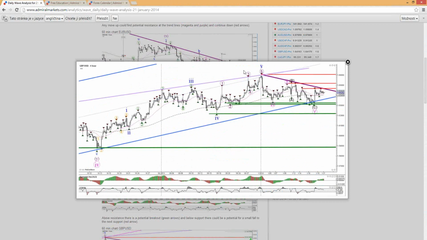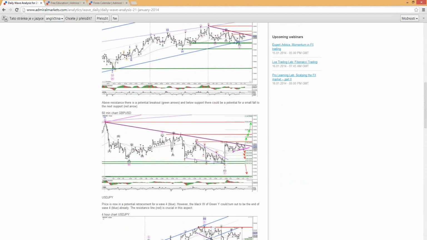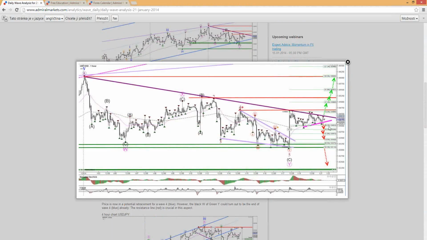We can make this a wave 4 and change it in such a way that we've had 3 waves up to here and then 4 and 5. It's possible. If we then look at the 1 hour chart, you can see I do have a red arrow if we break below magenta.